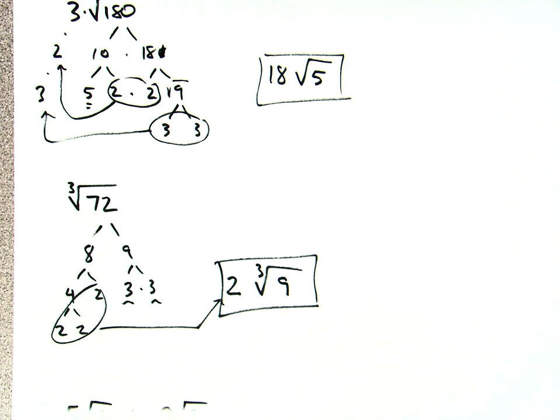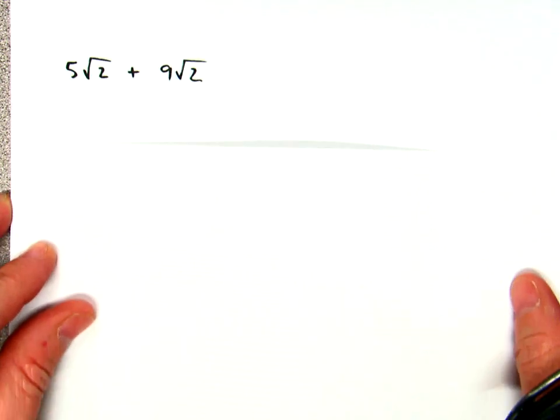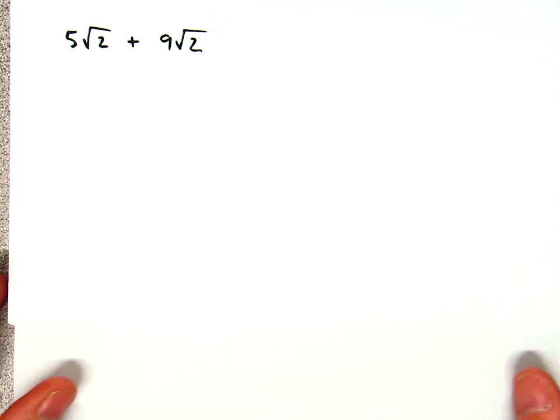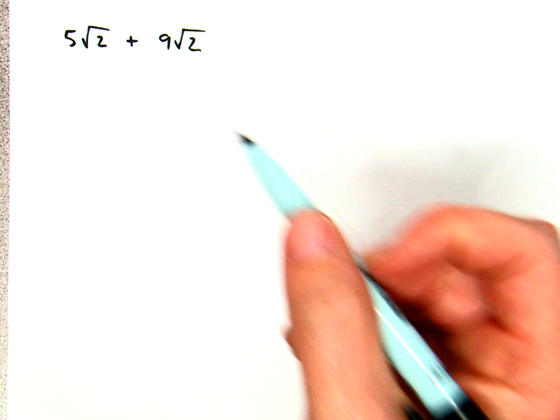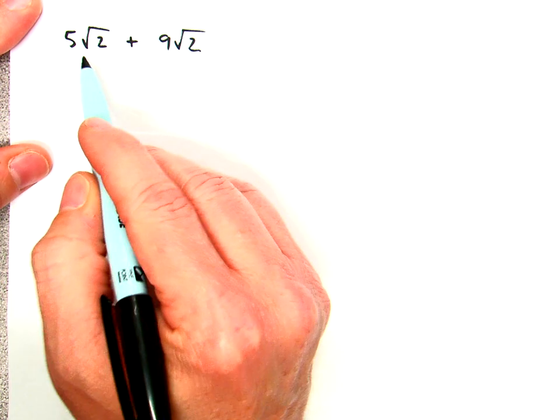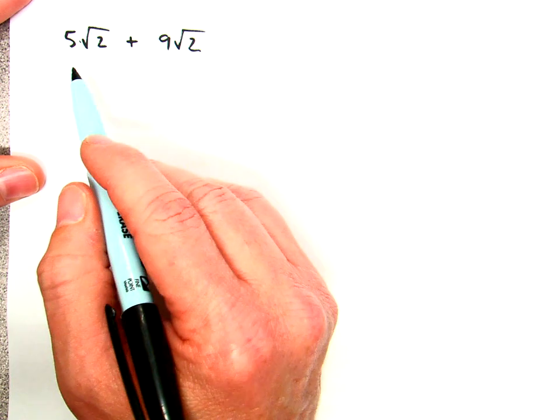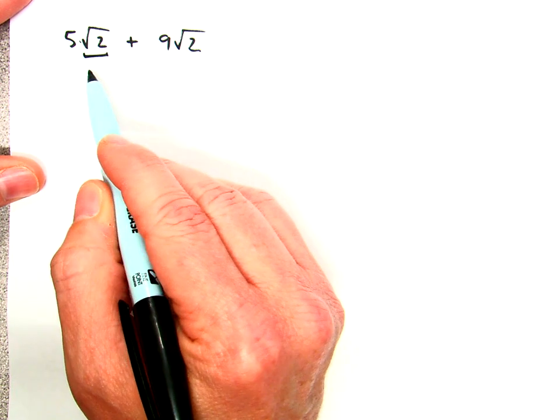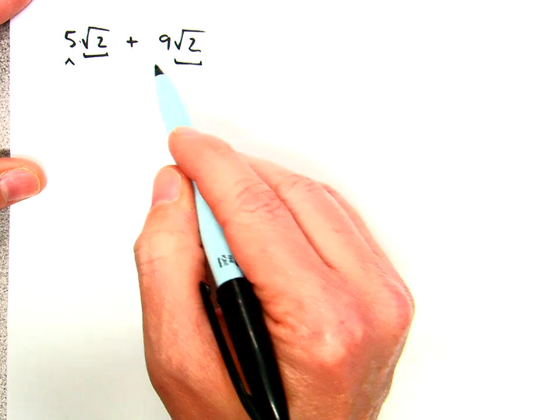Right, let's go into starting operations. So let's start with the easy one. Adding and subtracting tend to be pretty straightforward. The best way to think about this is we have the roots, and the number in front, think about it as a quantity. How many root 2s are here? I have 5 of them. How many root 2s are here? I have 9 of them.